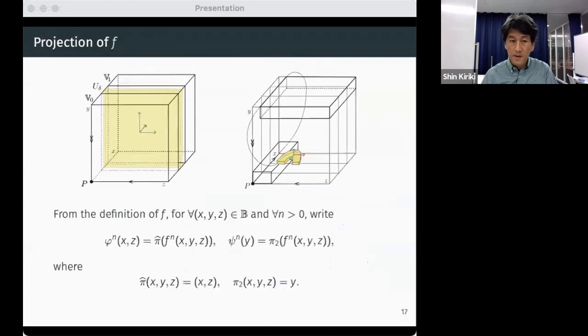Therefore, we can separate these dynamics into two maps denoted phi and psi, defined as follows. If the value of the right-hand side of the former equation does not depend on Y, we denote the projected dynamics to the XZ plane by phi n. On the other hand, if the value of the right-hand side of the latter one does not depend on X and Z, we denote the projected dynamics on the Y axis, the vertical direction, by psi. This may seem like a rather specific situation, but without it, the proof is more complicated than it needs to be.